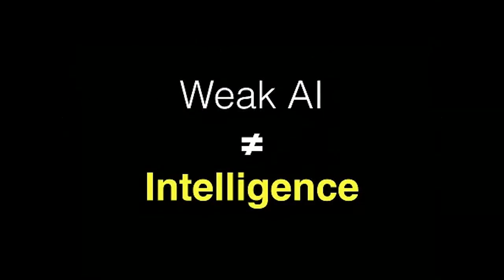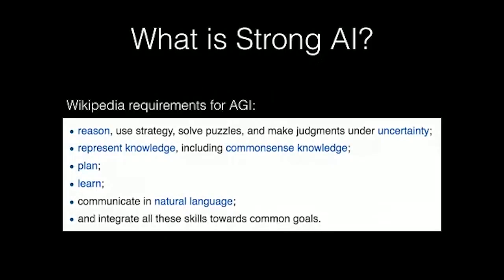So what would I say is intelligent? Well, that falls under the term strong AI or true AI. Some people call it artificial general intelligence. And Wikipedia says the requirements for strong AI is the ability to reason, use strategy, solve puzzles, represent knowledge, plan, learn, communicate in natural language. And the kicker, the last one, integrate all these skills towards common goals.